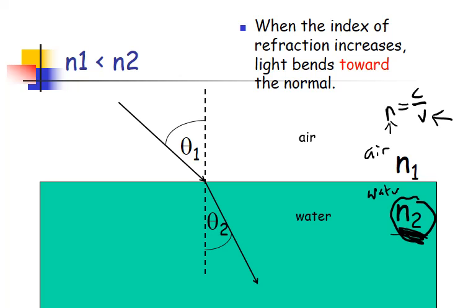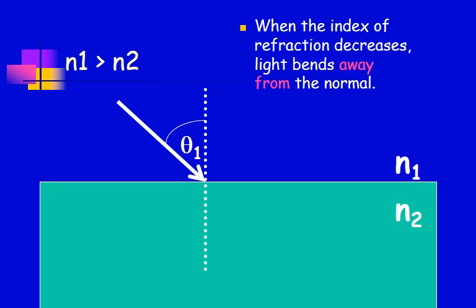And we do an example in class where we work through these values. The light bends towards the normal if the index is higher. If the index is lower, it's actually going to bend away, and theta 2 will be bigger. So in other words, the light is going to speed up, and the wavelengths are going to be greater in this case.